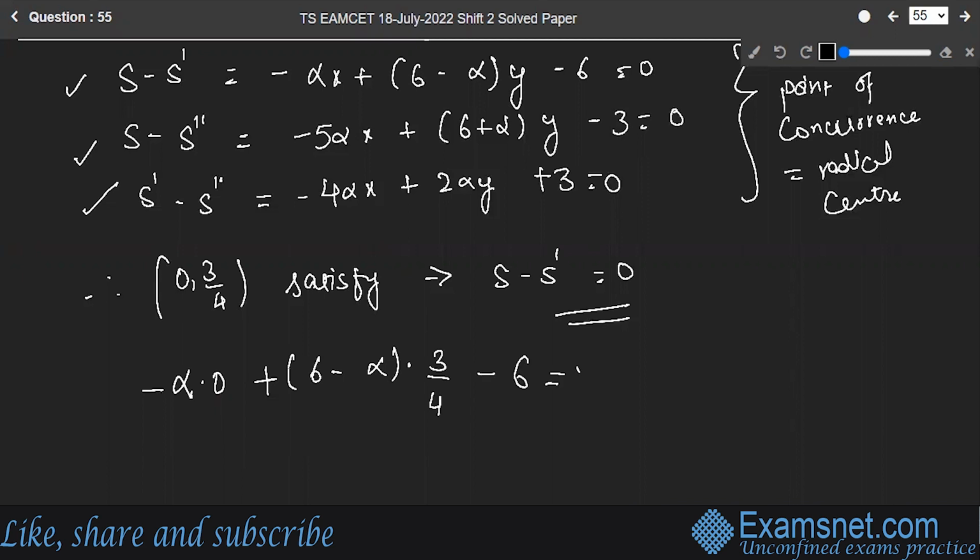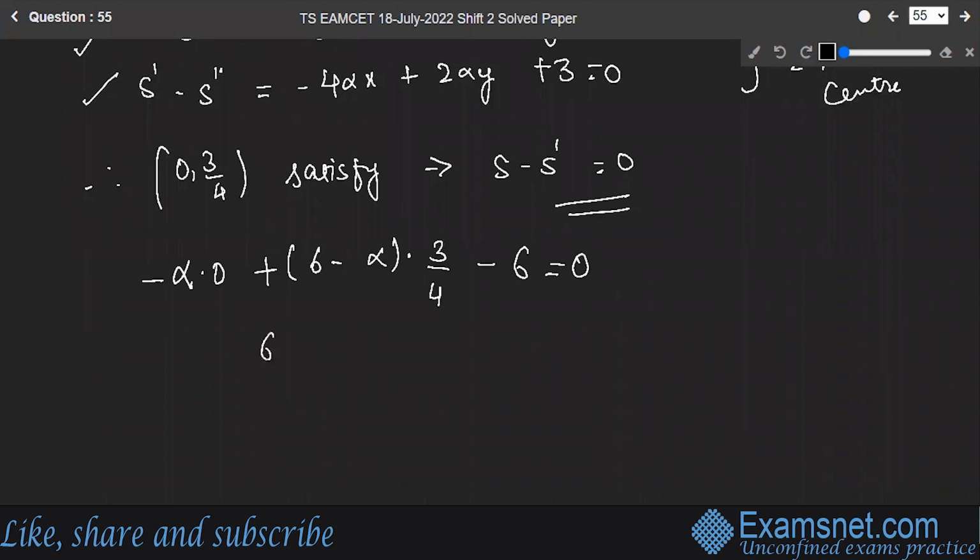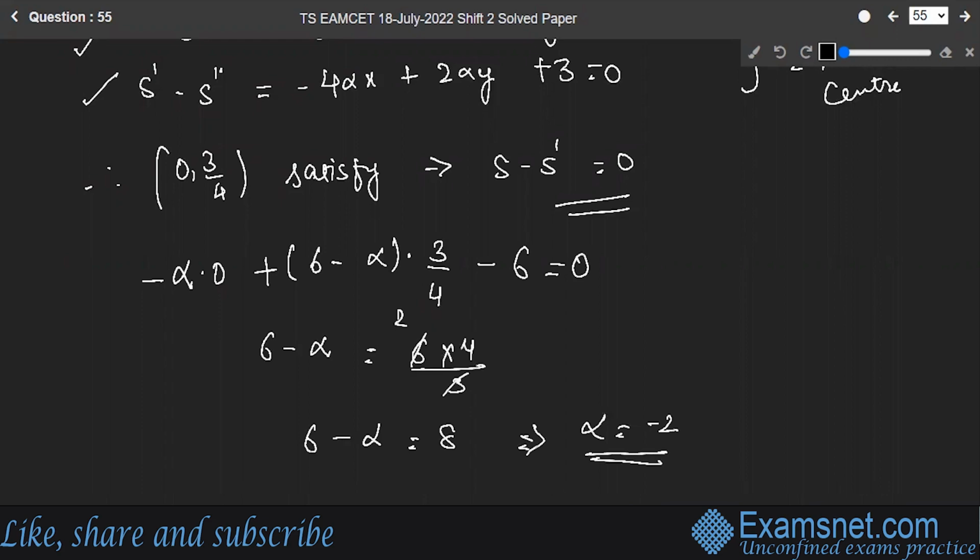Minus 6 is equal to 0. That gives you 6 minus alpha is equal to 6 multiplied by 4 upon 3, that is 8. So 6 minus alpha is equal to 8, or alpha is equal to minus 2.